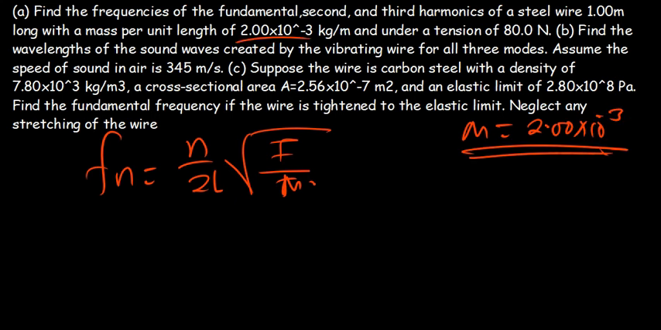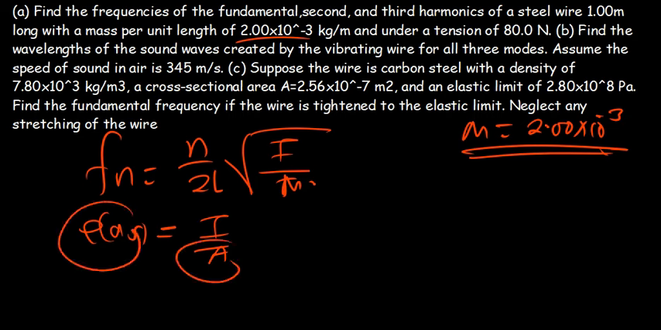If you plug in the values here, you discover that you don't have the force. So you use this formula. The elasticity limit is going to be equal to the force divided by area. You have the area. Since you have the elasticity limit and the area, find the force first. Once you find the force, put it here and find the frequency.